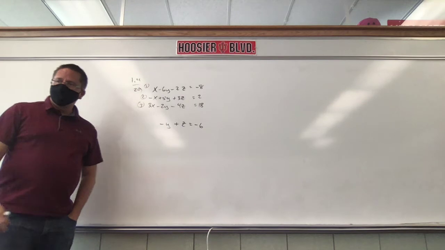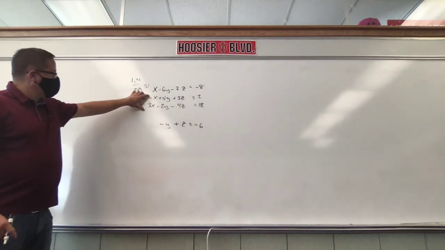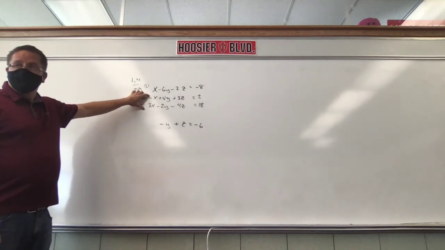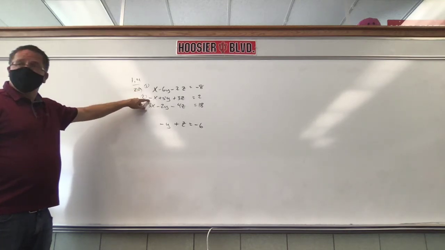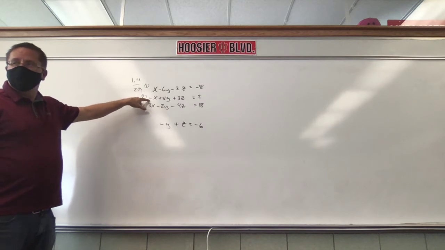What would you like to do? Do you want to add up 2 and 3 right now? No, because the x's wouldn't cancel. This is a 3x. You'd love for that to be a negative 3. So you're going to do what? Multiply the whole number 2 equation by 3.